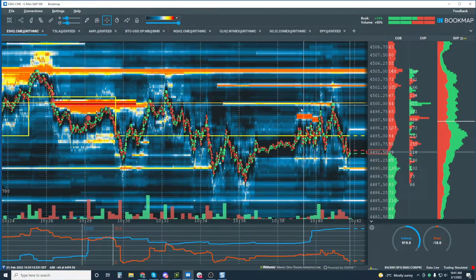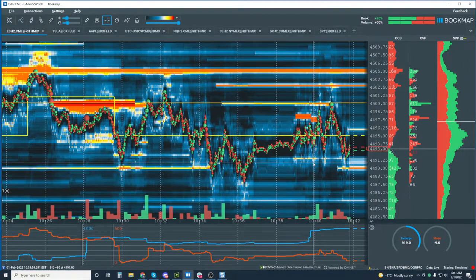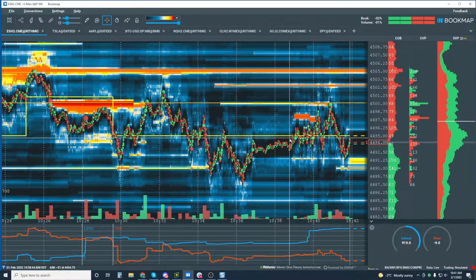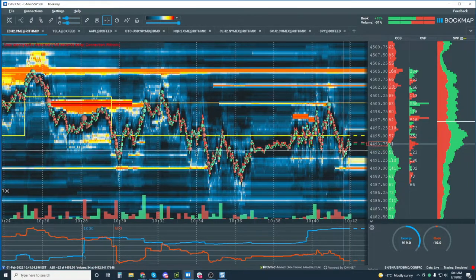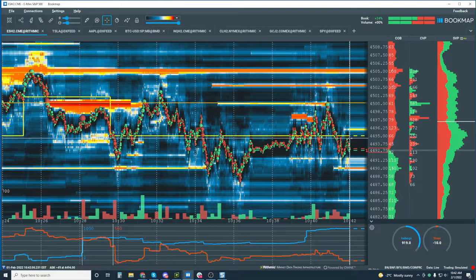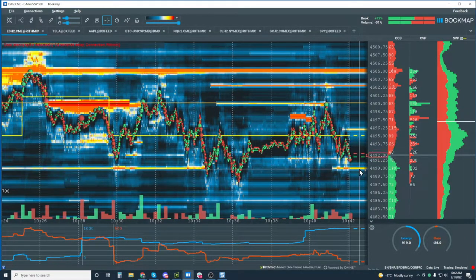So yeah, we're looking for clarity around this level here. And we didn't really get it. If we get some of that clarity, like this might be clarity here. If we had bigger sellers down around this 92 area, and we get a small pullback and then more sellers down here, yes, I'm looking for them to drive it lower.